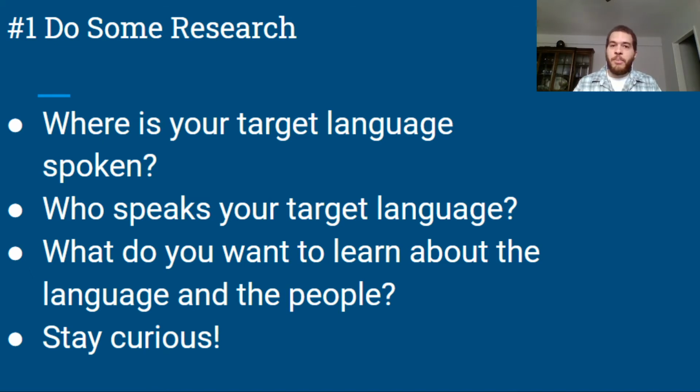Another thing is you might have some ideas about the language already, or you might know something about the country that it's spoken in or the people who speak it, and you might want to learn more. So this is another good opportunity to start getting your foot in the door and learning more about the language and its people. So an important thing is stay curious.